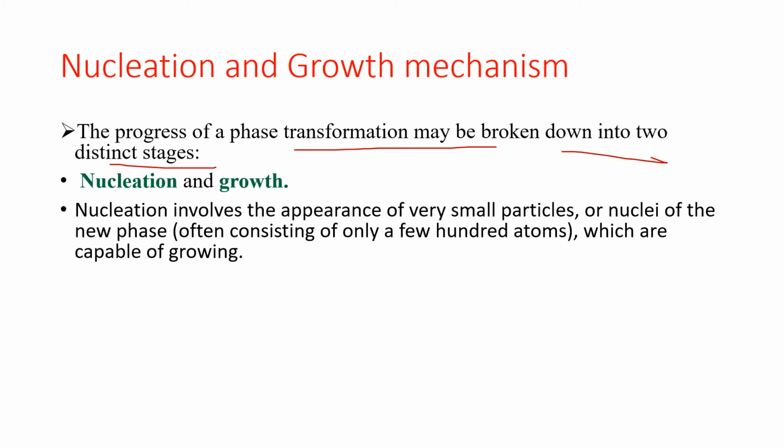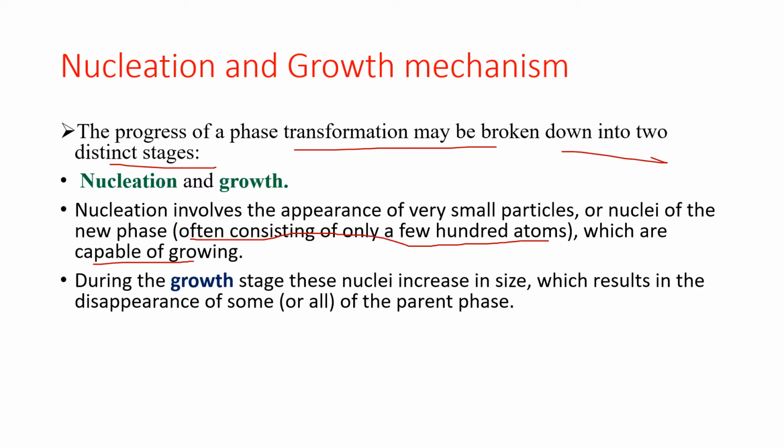Nucleation involves the appearance of very small particles, or nuclei, of the new phase, often consisting of only a few hundred atoms, which are capable of growing. During the growth stage, these nuclei increase in size, which results in the disappearance of some or all of the parent phase. Like we have already discussed, the parent phase properties are different from the new product.